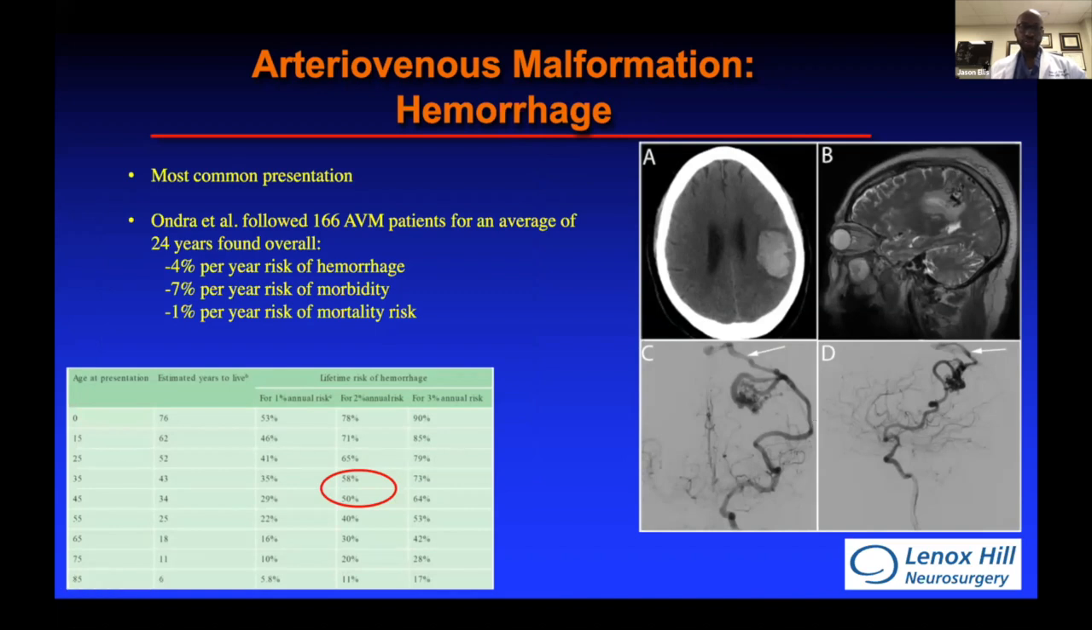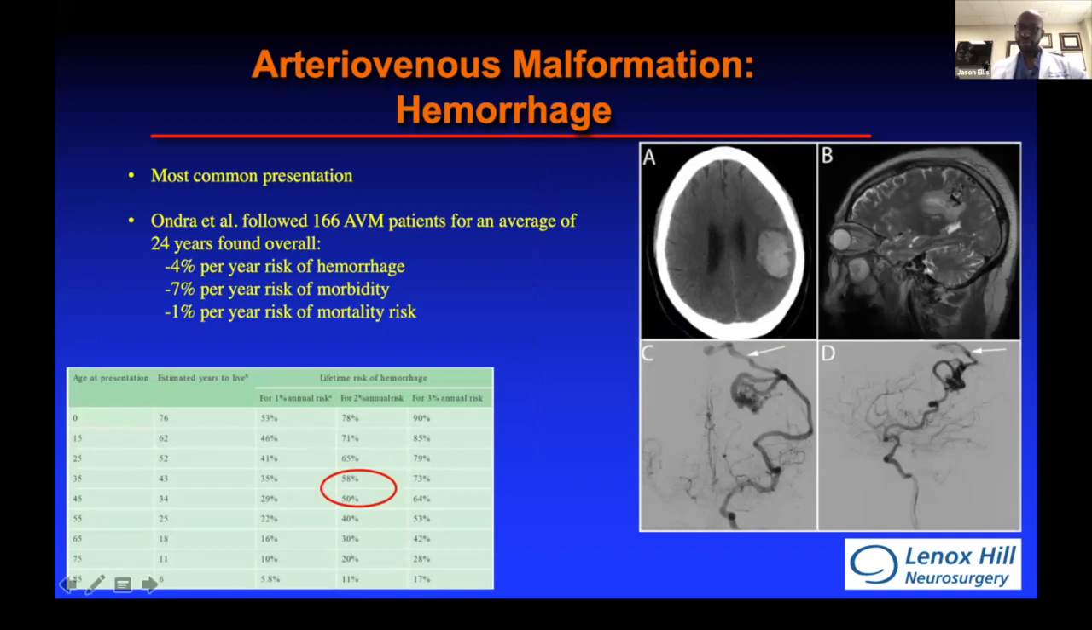The most common presentation of arteriovenous malformations is hemorrhage. Hemorrhage risk is about 4% per year, about 7% per year morbidity, and 1% per year risk of mortality. This is from Ondra et al., one of the most commonly cited papers regarding the natural history of AVMs.